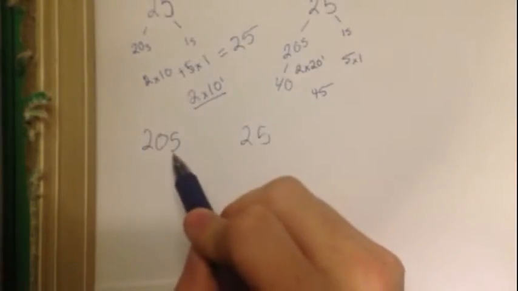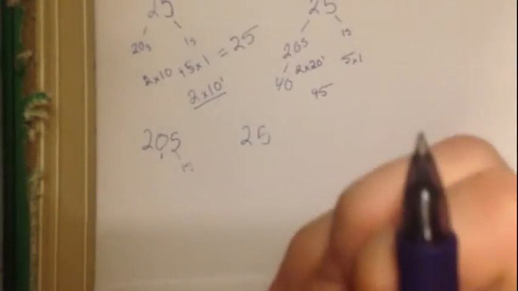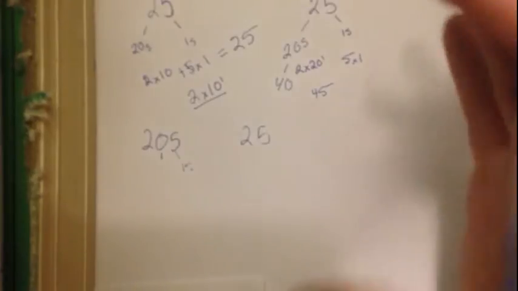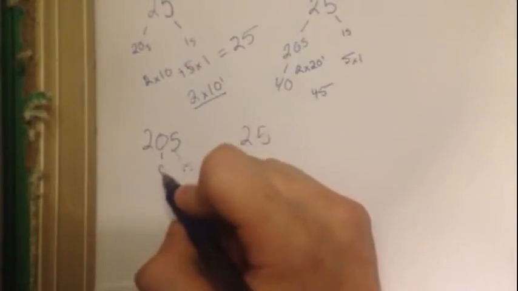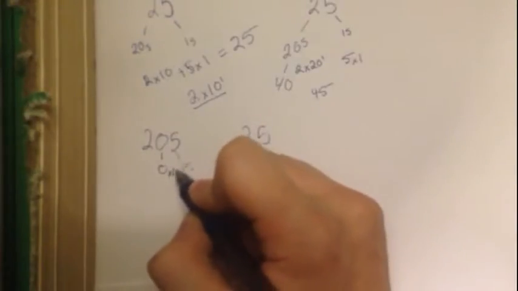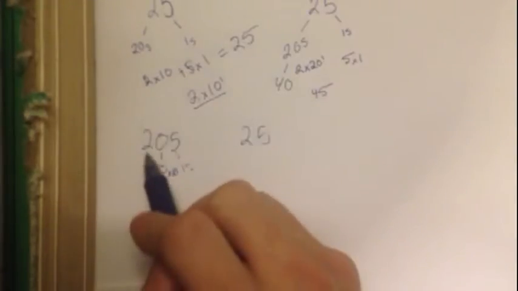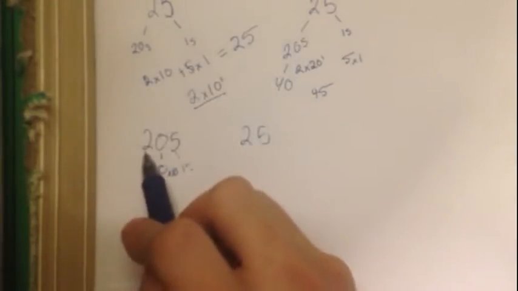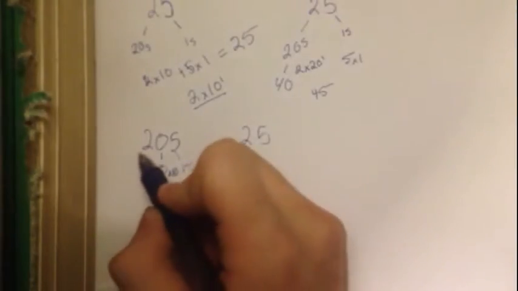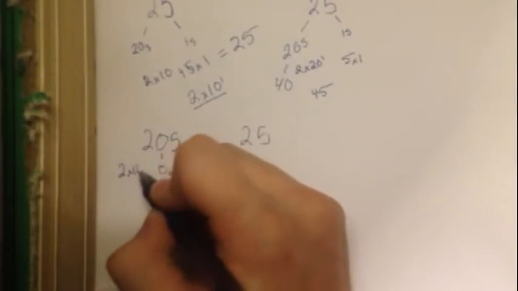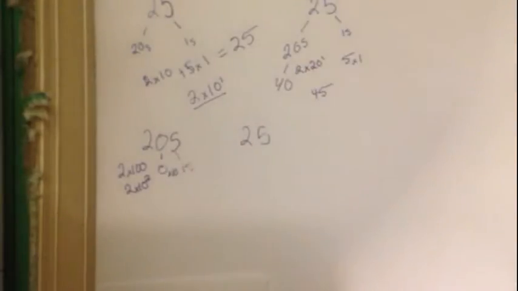So the 5 is still in the 1's place. This 0 is placeholding nothing. There's nothing in the 10's place, so it holds that place for 0. It will represent 0 times 10, 0. Okay, which allows us to see that this 2 is in the 100's place, not the 10's place. So we can see the difference between 205 and 25. So this becomes 2 times 100, or 2 times 10 to the second power.